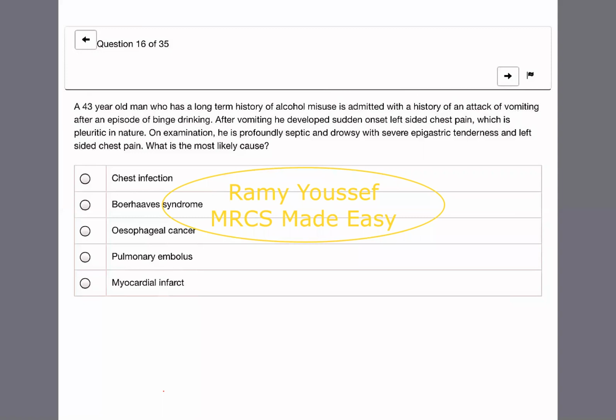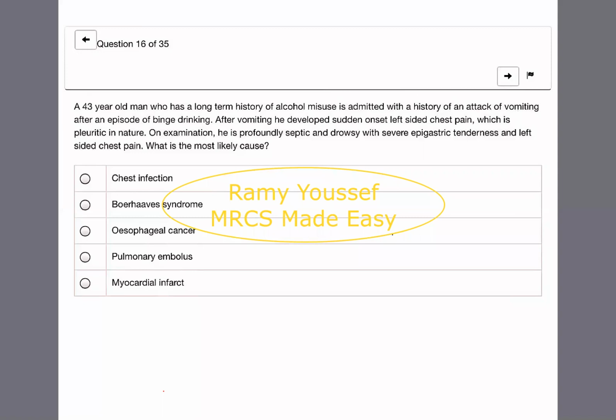Okay. So is this patient alcoholic? As you said, the patient is alcoholic and vomiting after drinking, and then has chest pain and pleuritic pain, and septic and drowsy, with severe epigastric tenderness and left-sided chest tenderness. So he directs your attention that this is an intrathoracic problem. So it is not chest infection, no. Esophageal cancer, not related.